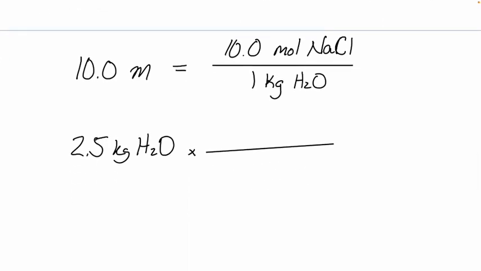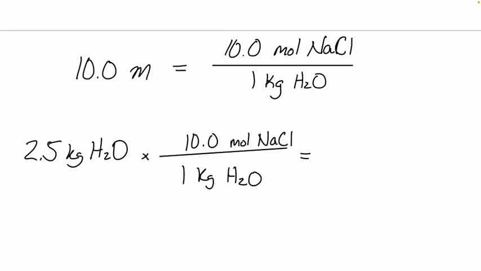It's cool as it is, right? Kilograms are on the bottom. So that 10.0 goes on top. Punch that into my calculator. I get 25. And what are the units? Moles, and specifically, right, moles of my solute, my NaCl.